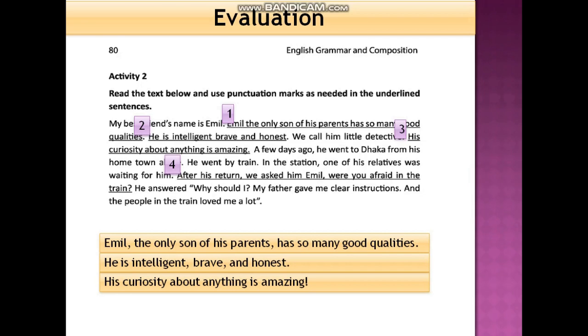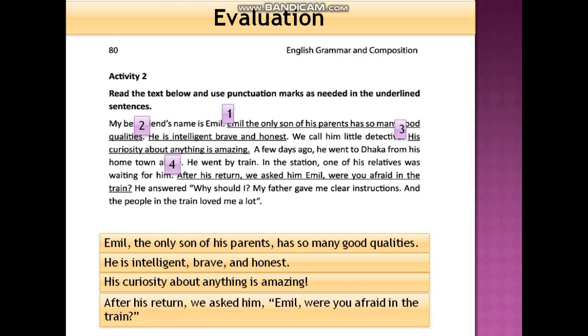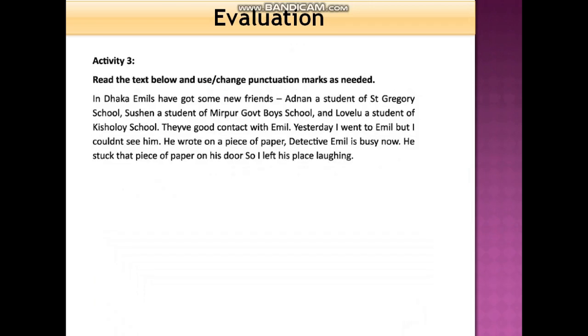And the last one is 4. After his return, we asked him, Emil, were you afraid in the train? Let's see the answer. After his return, comma, we asked him, comma, then we have used what? Quotation mark. Emil, start with a quotation mark, then a comma, were you afraid in the train? Question mark, then the second part of the quotation mark. Is it okay, student? Come to the next one.